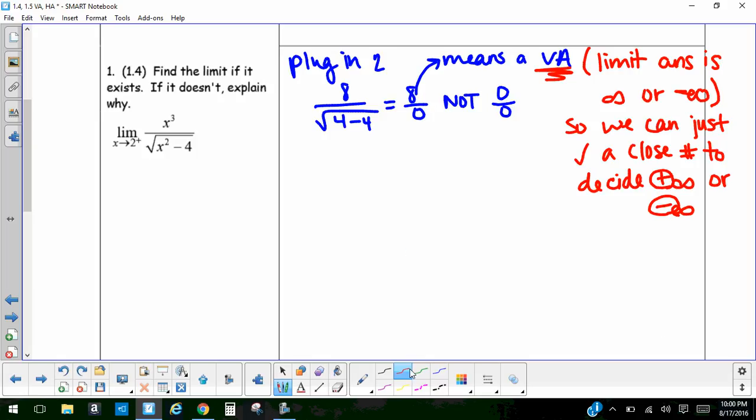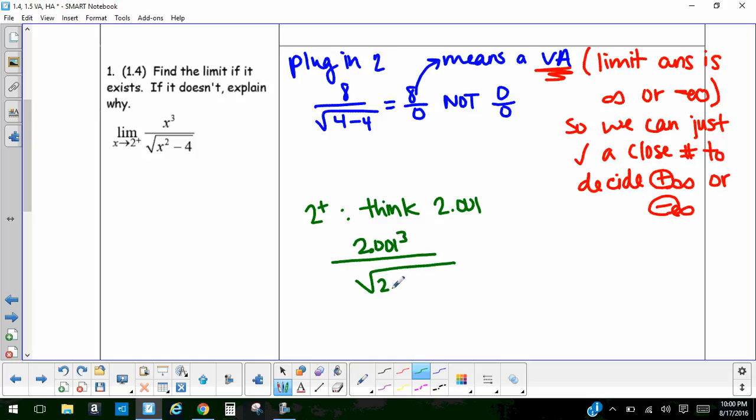Okay? So now let's go back to this idea that it was really 2 plus. So we could think about something that's really close on a table, 2.001. So I would have 2.001 and I would cube it. And then I would have the square root of 2.001 and I'd have to square that and then take away 4.